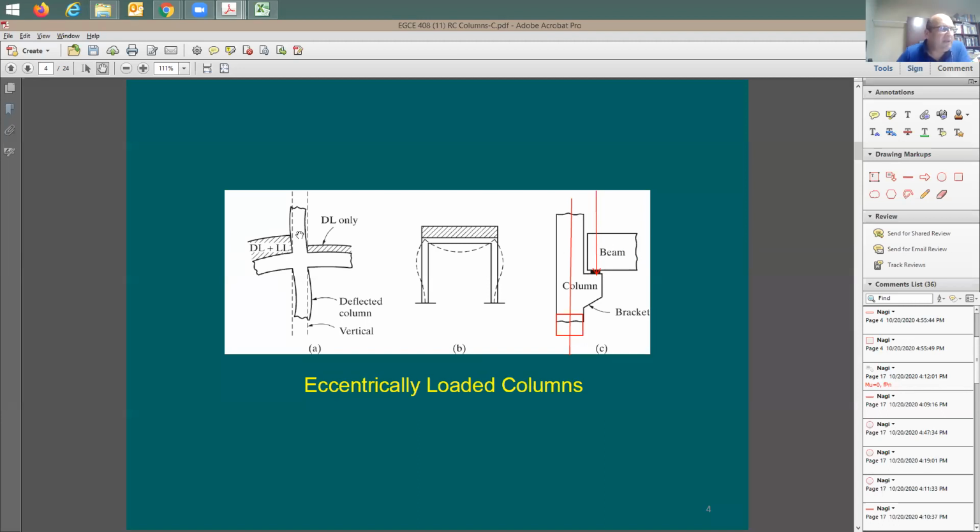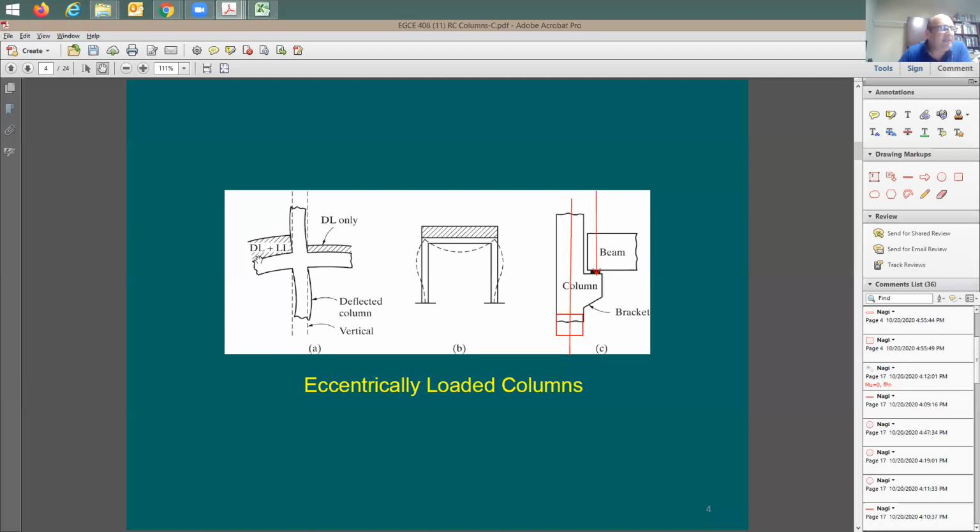What happened in this location? In some cases, on one side of the column you're going to have dead load plus live load. On the other side, you may have only dead load. This is something that you never consider when you do column analysis. You're just trying to maximize the load on the column.